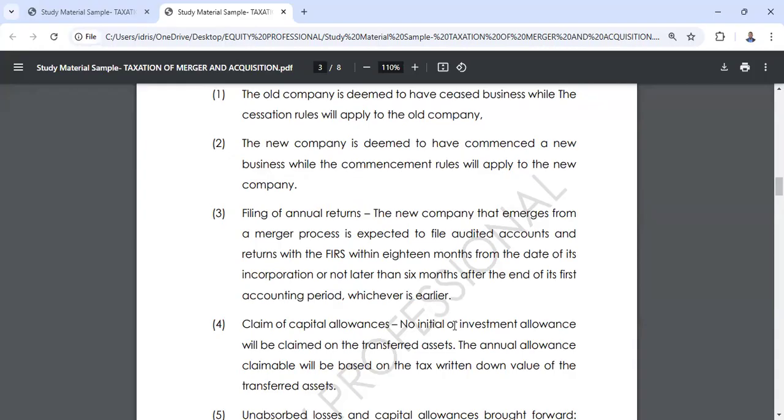That qualified capital expenditure that was taken over by AB Limited, we said it just commenced a business. Despite that, we are not going to claim initial allowance on those qualified capital expenditure, because they have been used before. They are old assets. We can't claim initial allowance. We can only claim annual allowance. And when we want to claim annual allowance, we claim it based on the remaining useful life according to the capital allowance rates. We claim it based on the tax written down value.